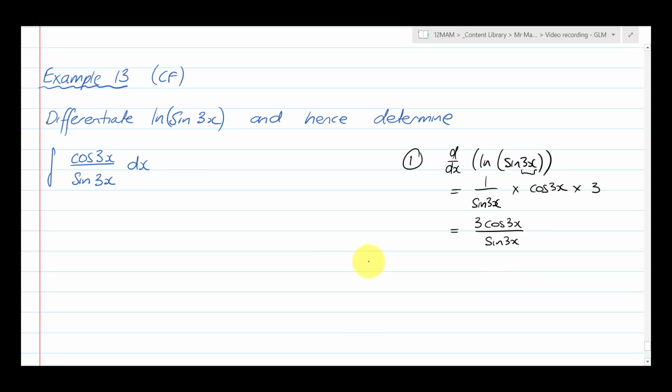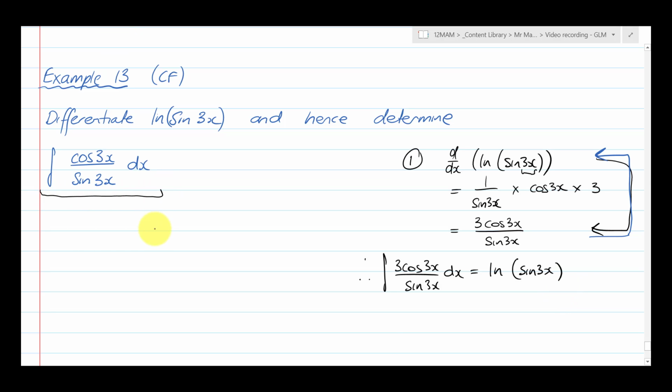And so therefore, the integral of 3 cos 3x over sine 3x with respect to x is equal to the natural log of sine 3x. That's the corollary. I've just rotated this back into an integration question, because I derived this to get that, and therefore if I integrate this, I get that. That's really important because the actual question is asking me to integrate this, which looks a lot like this, except for this pesky little 3. So how do I deal with that 3?